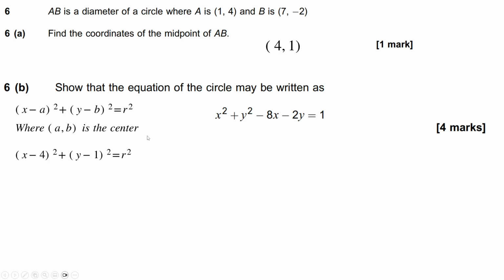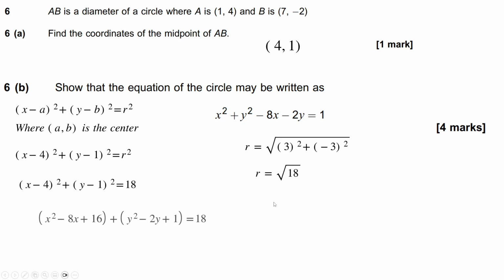You need to find R. If this is the midpoint and this full thing is the diameter, the difference between this and this, or this and this, will give you the radius. Okay, so if we just pick these two and you do the differences between them, you'll get this. Square root it, use Pythagoras, you'll get that. R equals root 18, so R squared equals 18. Put that in there, expand, and then just write it like this. It's not too difficult. I'm sure you can do that. You'll get this, and that's the answer.